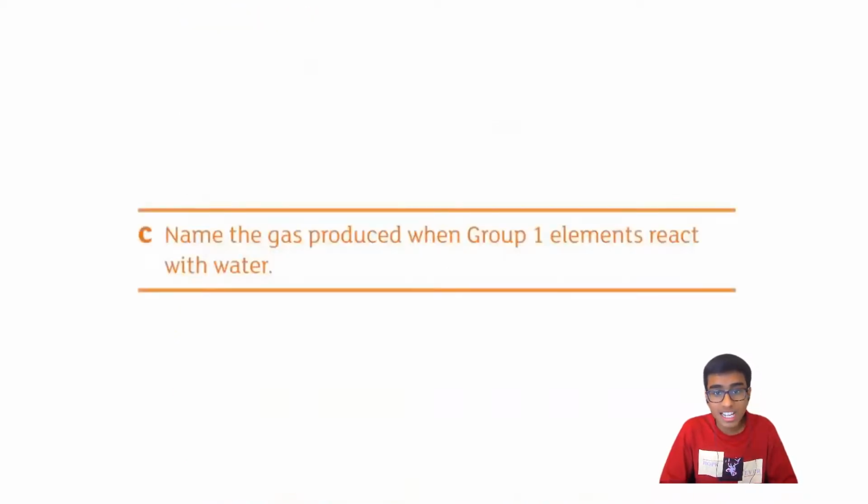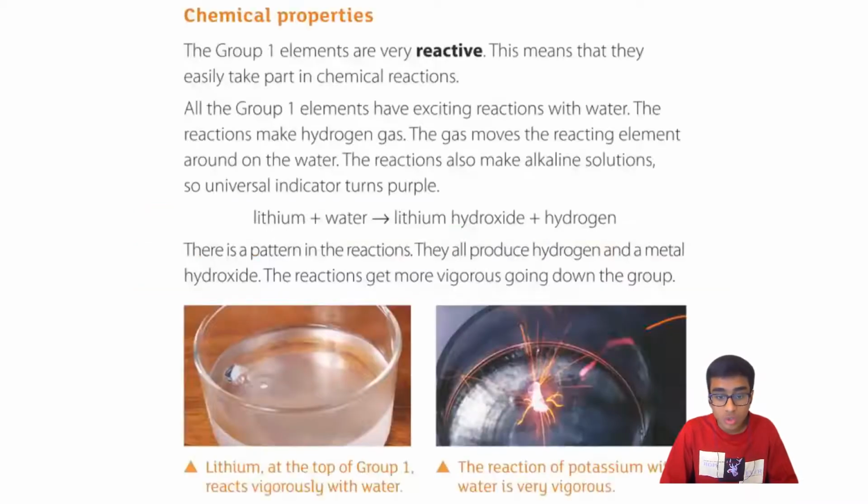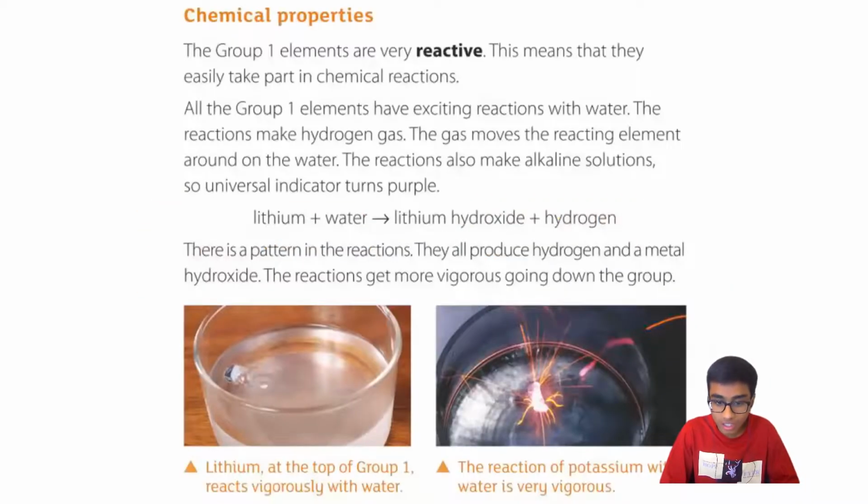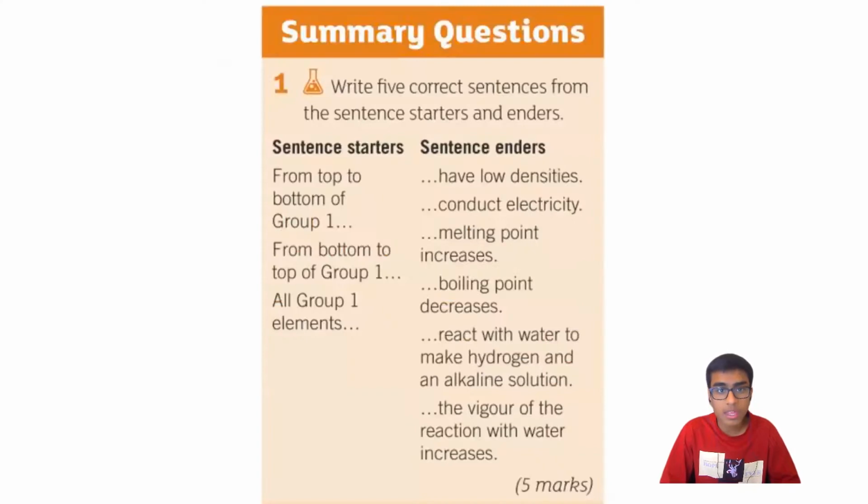So name the gas produced when group 1 elements react with water. You can use this formula over here, the gas produced, and you can get the answer from here. And the Kerboodle book, this book is actually very useful if you want to know any of the answers or anything. I think it also has the answers at the back if you want, so you can use them as well. And here are the summary questions.